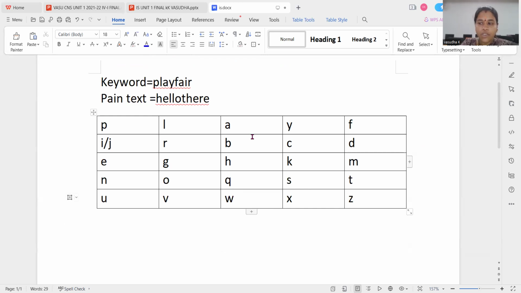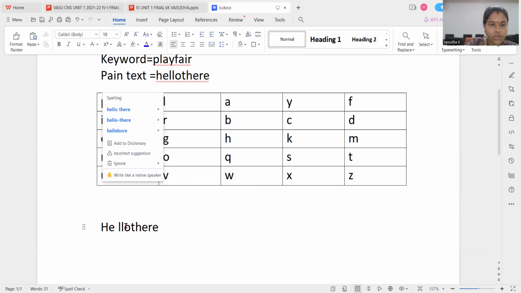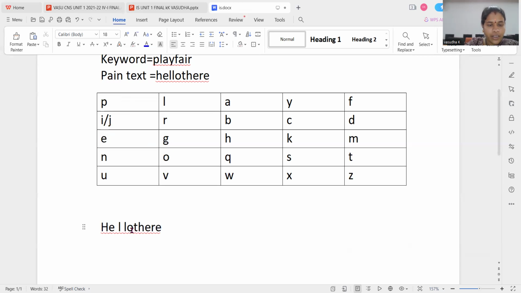Now what do I have to do? I have to convert from this plain text to the ciphertext. So after creating this 5 by 5 matrix, whatever plain text we have, this plain text hello there, I need to divide it into two letters each. If you have double letters, I'll tell you what to do later.